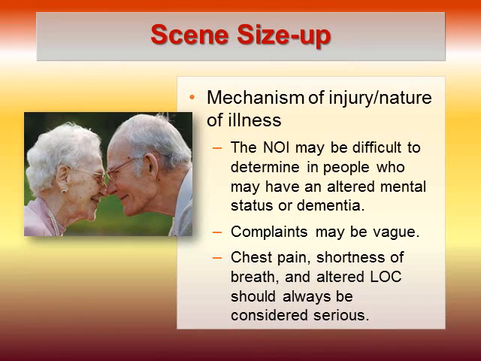When you're doing your scene size-up, it may sometimes be difficult to determine just what the nature of illness is. And even as you start to talk to the patient and obtain a history, complaints may be vague. It's important to remember that there are certain conditions that are high in severity and often hard for the patient to articulate. So conditions of chest pain, shortness of breath, and any altered level of consciousness should generally be regarded as serious and never be regarded as an attribute of aging.